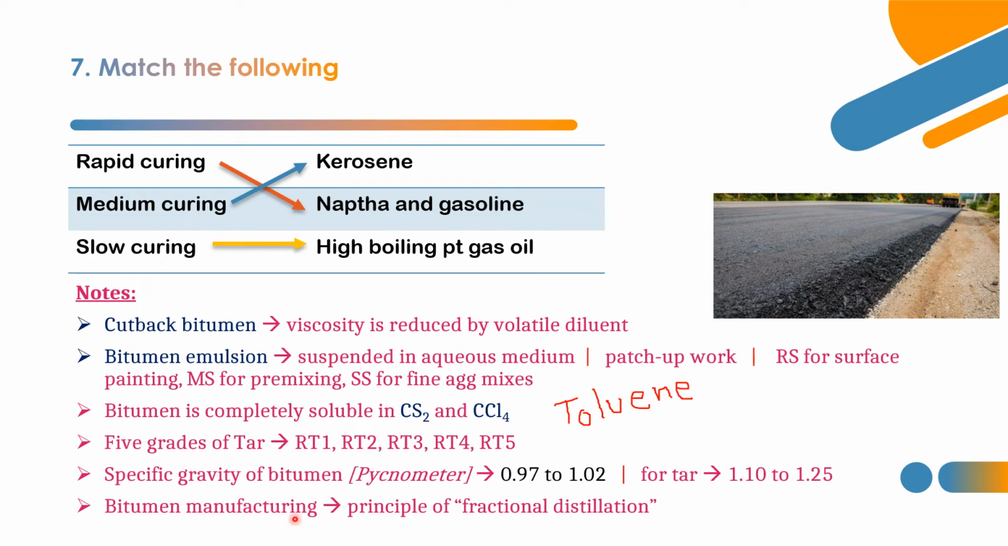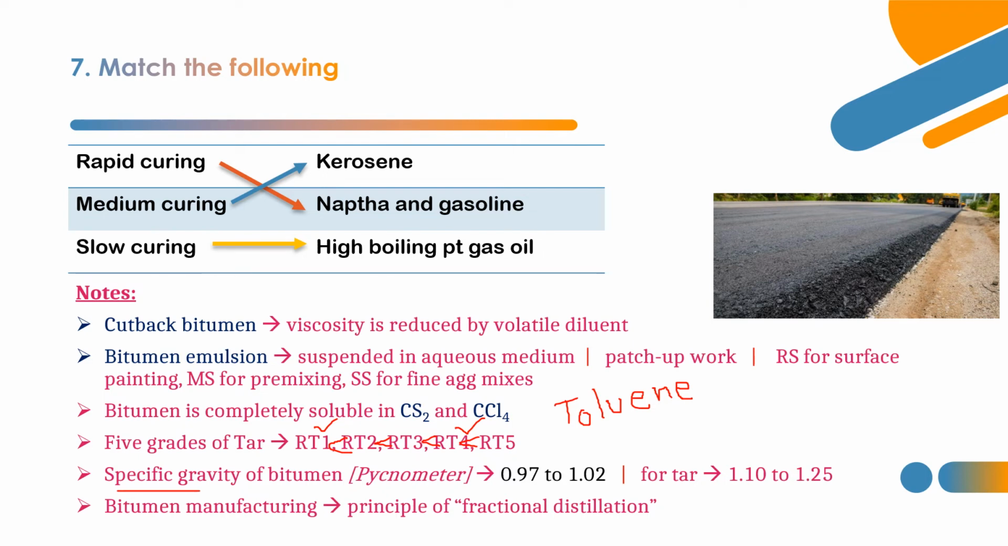And there are five grades of tar: RT1, RT2, RT3, RT4, and RT5. This will be in ascending order based on the viscosity. RT1 has the least viscosity, and RT5 has the most viscosity, and each has a specific application. Like for less viscosity, surface painting will be given. Like that, waterbound macadam in case of RT4. So each grade of tar will have some specific application.